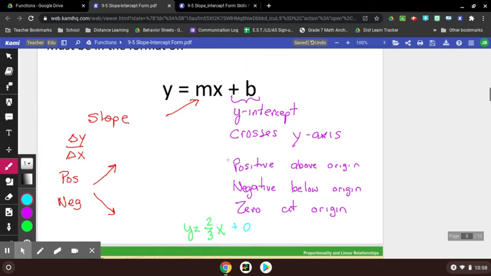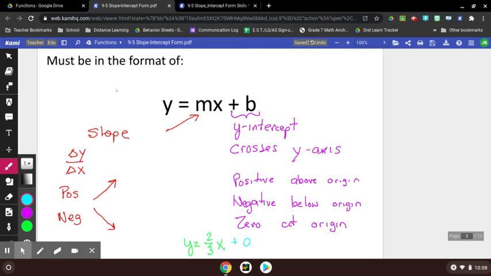Now, notice a couple of other things here. First of all, this y is all by itself. It's not a 3y, it's not a negative y.